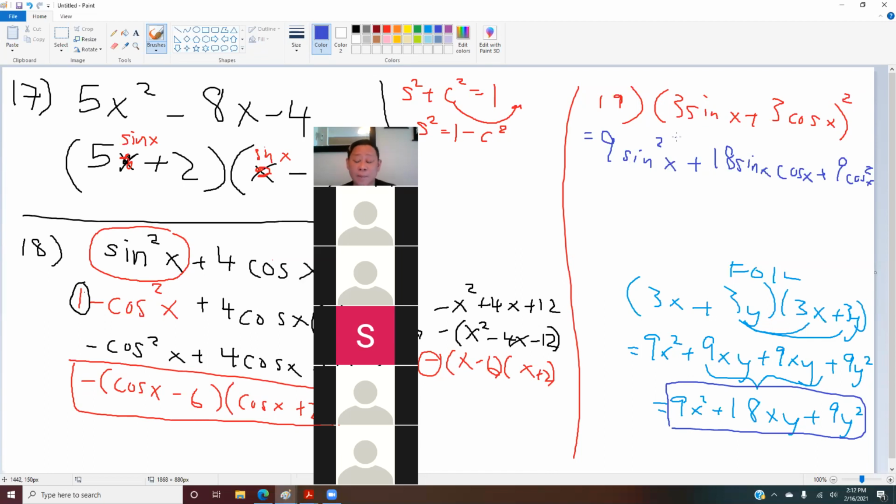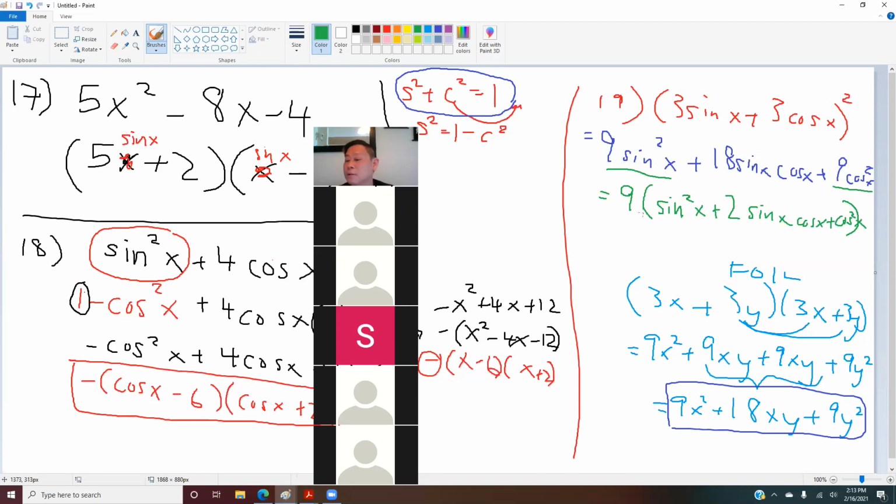Now, this is not done yet because we can further reduce it because of the Pythagorean identity that we have here. So what I can do here is I can factor the 9 out. So what happens when I factor the 9 out? Because they all can be factored by 9, right? So what I have in this case is sine square x plus 18 become 2 sine x cosine x plus cosine square x.